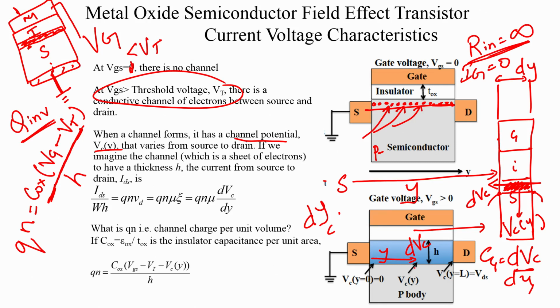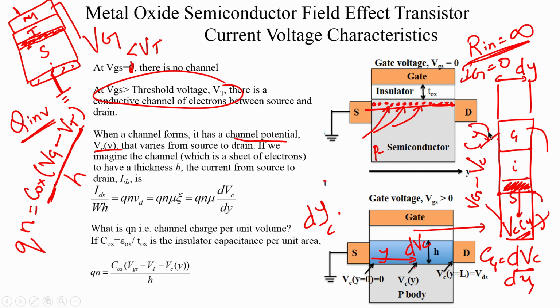So, now if you think of it as a MOS capacitor, it is a MOS capacitor, but the semiconductor is not at ground, but it is at some Vc, and therefore, the gate to semiconductor voltage difference is not Vg, but it is Vg minus Vc. So, that difference is Vg minus Vc of y, that is the gate to semiconductor.